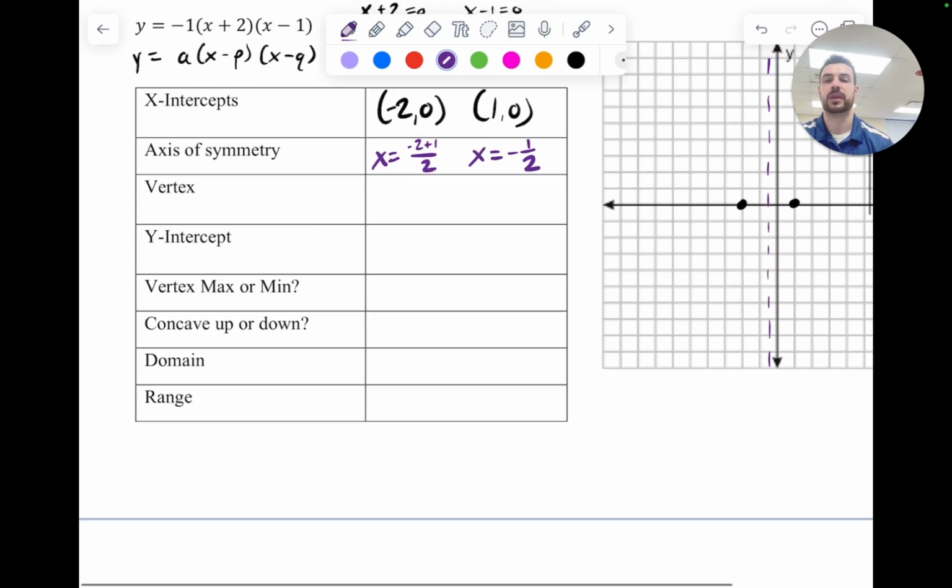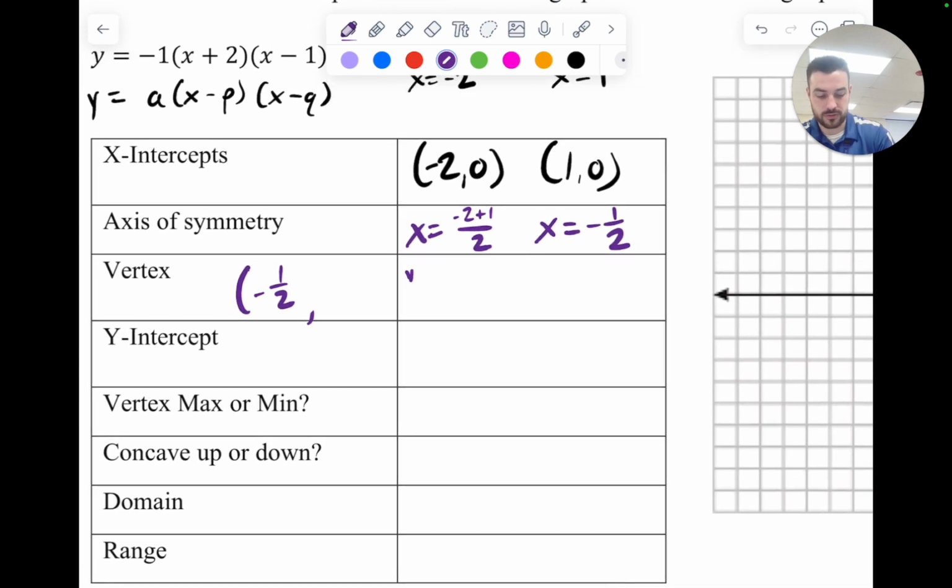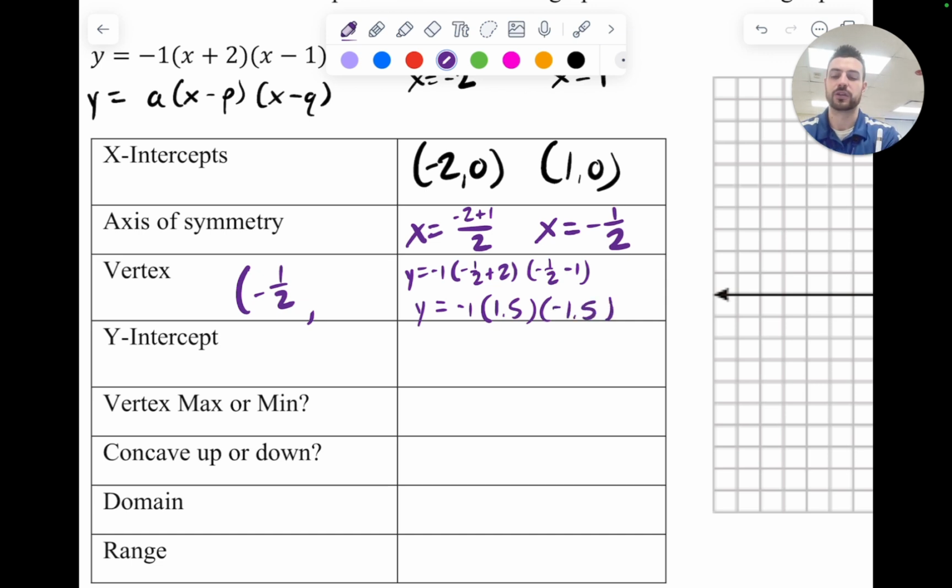Now, just like before, if I have my axis of symmetry, all I have to do is plug back into my function to get the y value. So we're going to end up with y equals negative 1 times 1.5 times negative 1.5. Just to make sure I'm doing this right, we have 1.5 times 1.5. We are going to get a positive 2.25.